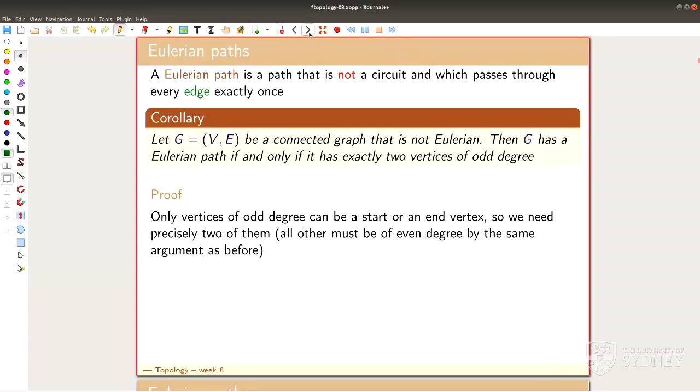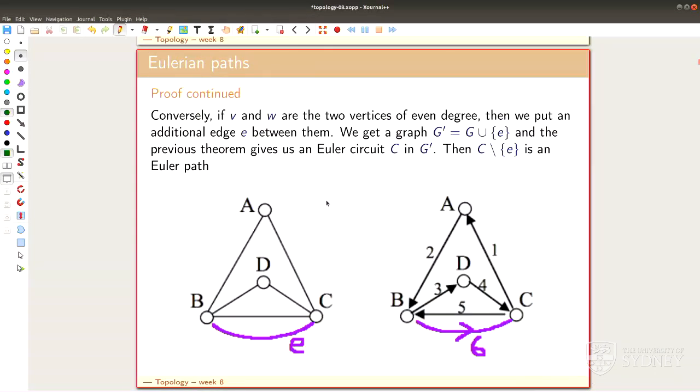And what you can do now is you can do the following trick. You take your graph, you add an extra edge between the two vertices of, what is it, odd degree. So B has degree 3, C has degree 3. We add an edge, the purple one. So this has now degree 4, this is now degree 4. And of course, nothing changes. It's a local operation for the other vertices. So this has still 2, and this has still 2.